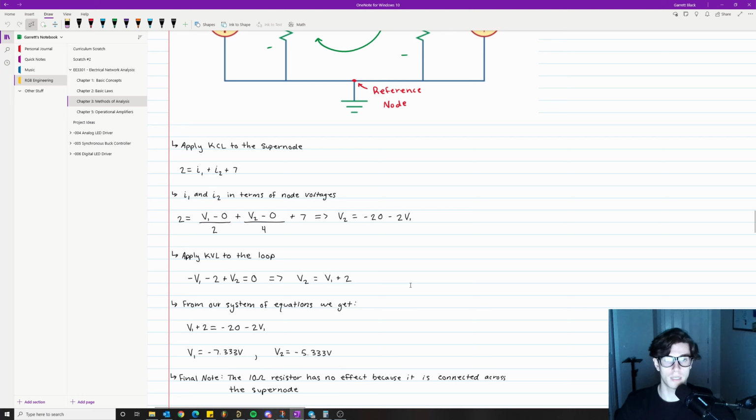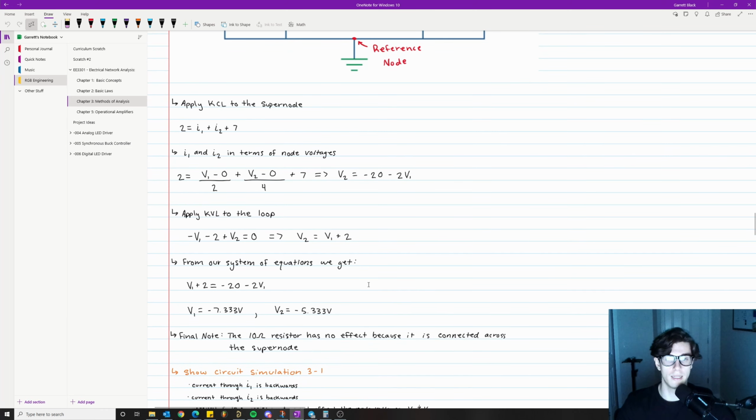So this forms our system of equations. We have this equation up here at the top, and then this one right here. So that means we have these two. And then from the system of equations, we get V1 equals negative 7.333 volts, and V2 equals negative 5.333 volts.